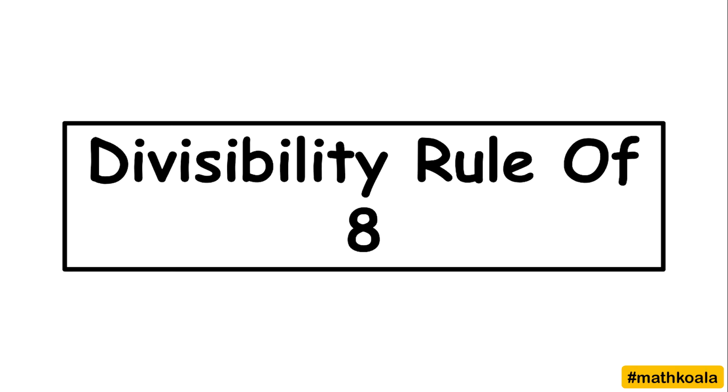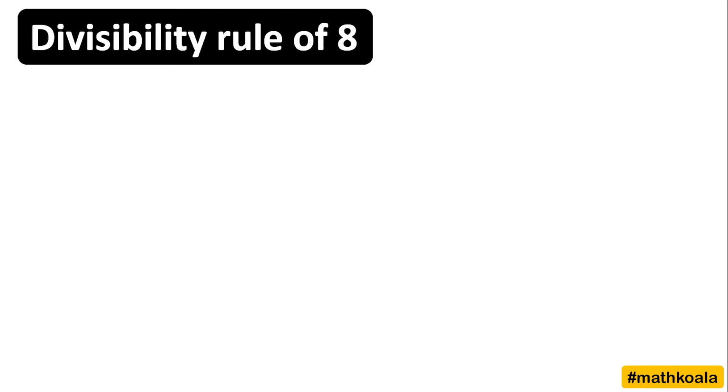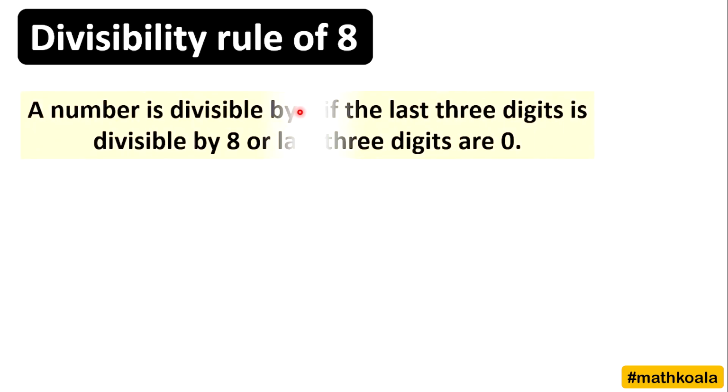Today we are going to discuss the divisibility rule of 8. This is the rule for numbers which are divisible by 8 without a remainder. A number is divisible by 8 if the last three digits are divisible by 8 or the last three digits are 0.